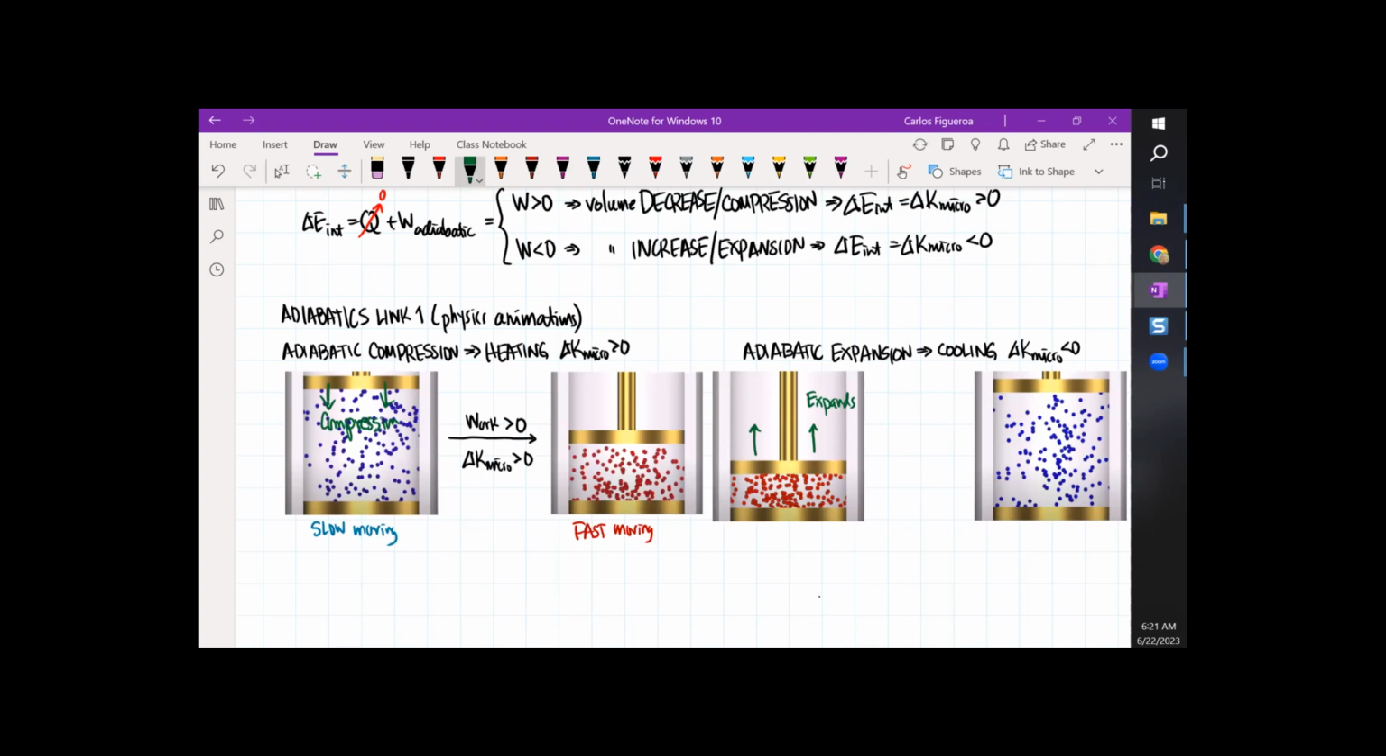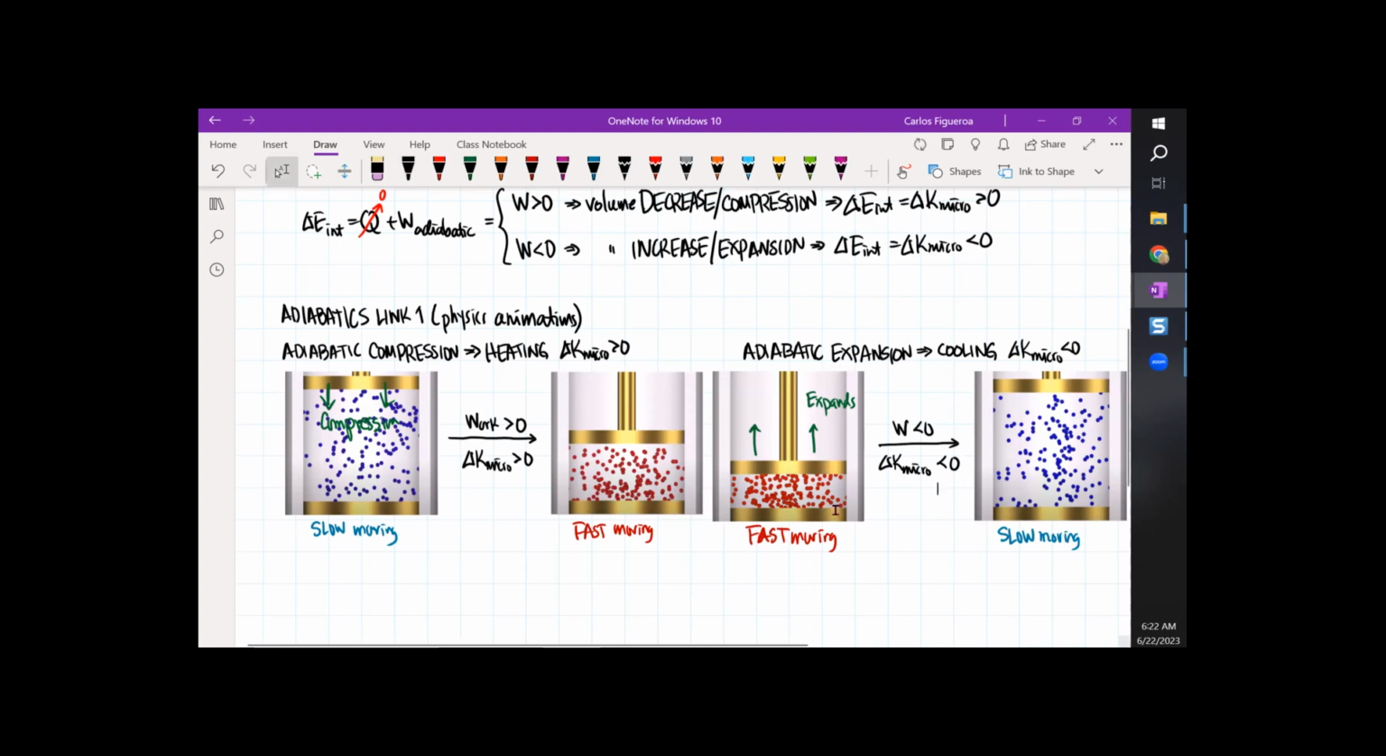And so again, we go from fast particles to slow moving. And again, it's the gas collisions that actually cause this. So when I look at this, I'm seeing here that in this case, the work is negative, and therefore the change in the microkinetic energy has to be negative.